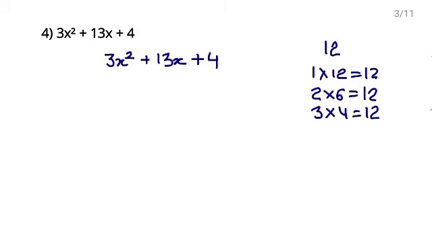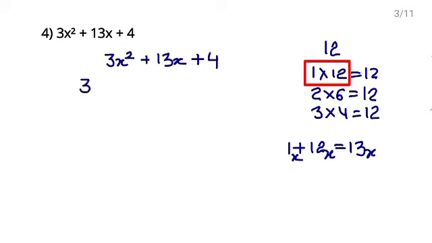Now you want to find such factor whose addition or subtraction is 13. You have to choose such a factor out of these factors whose addition or subtraction is 13. So this is it. 12 plus 1 is 13, right? So we will use this factor. 1 plus 12 is 13. So we will use it, right? But you want 13x, so what will you do? 1x plus 12x is 13x, right? So this 3x square plus 13x can be written as 1x plus 12x plus this last term 4.